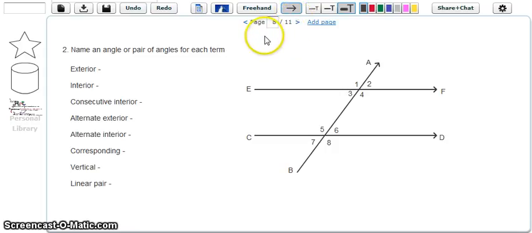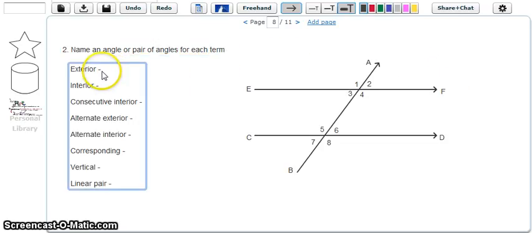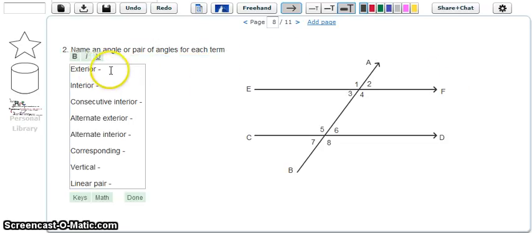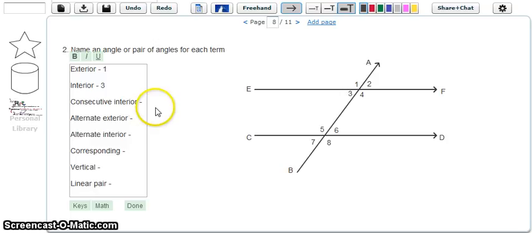In this example, we're going to name an angle pair for each term, and we can just do one for each. Exterior, we know that exterior means that the angle's on the outside of the figure, so we can go with the basic one and choose angle 1. Interior means that the angle is on the inside of the figure. We can pick angle 3. Consecutive interior means that we have two angles on the same side and they're not crossing each other, and interior means that they're on the inside this time. We could pick 3 and 5 as an example of a consecutive interior pair.